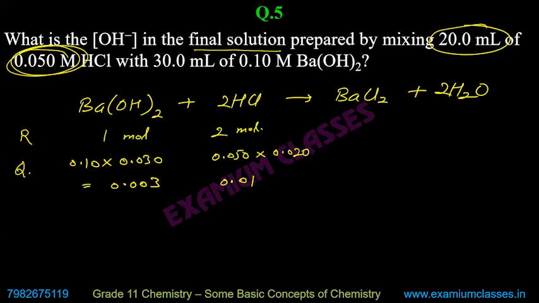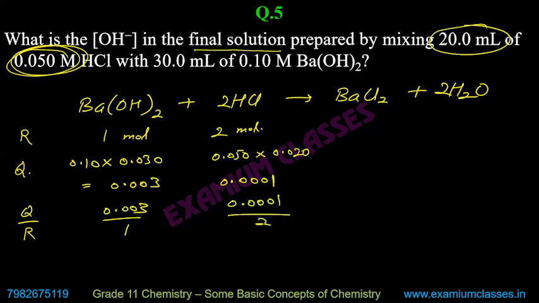Is that clear? Now calculate how many moles will react. So 1 mole of this one. Calculate if there is any limiting reagent, Q by R. In this case 0.003 divided by 1, and 0.001 divided by 2.